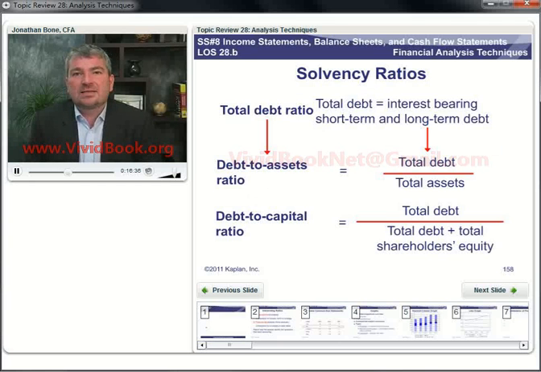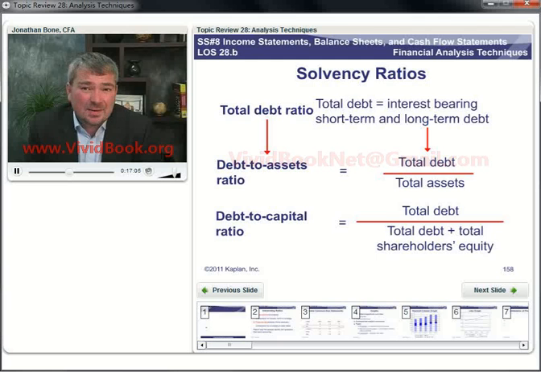First one we need to know is our total debt ratio, otherwise known as the debt to asset ratio. Simply total debt over total assets. Now, what is total debt per our exam? It's interest-bearing current liabilities and any long-term liabilities. Okay, so it's all long-term liabilities but only interest-bearing current liabilities. So the total debt ratio is debt over assets.